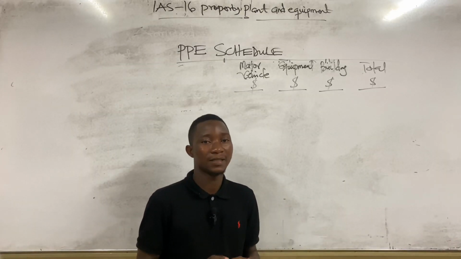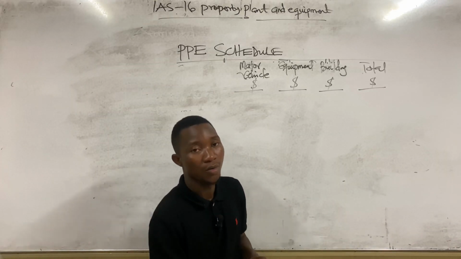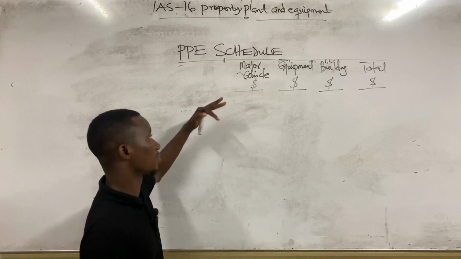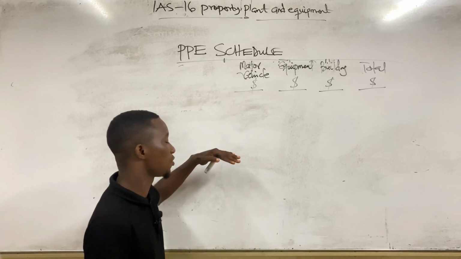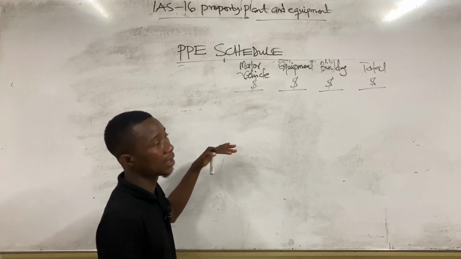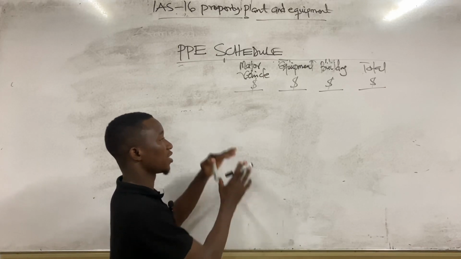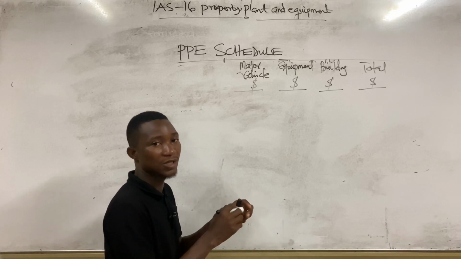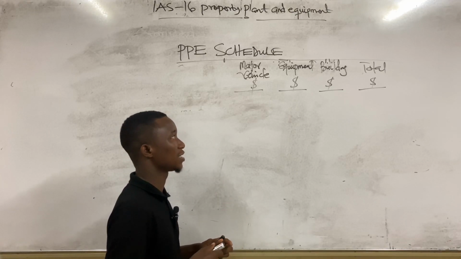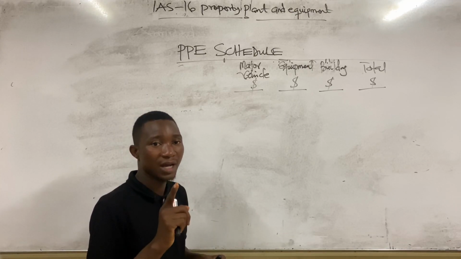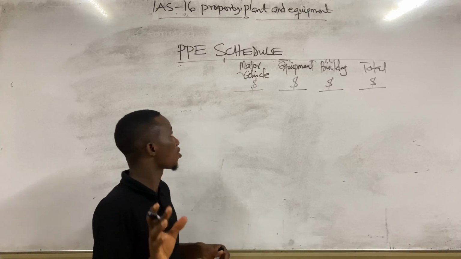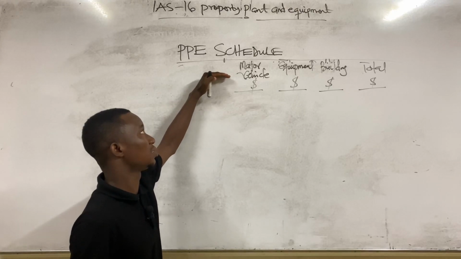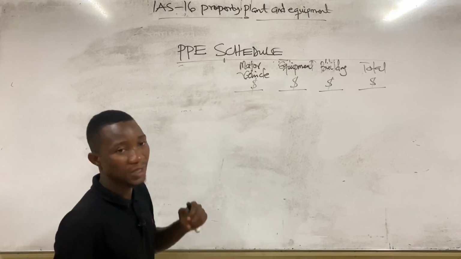This PPE schedule is in two forms. We will talk about the cost component of the PPE schedule. After that, we talk about the depreciation component. Then we take the depreciation component from the cost component in order to determine the carrying amount of the PPE item. But one thing I want you to understand is that assets categorized under this PPE schedule are items of PPE.